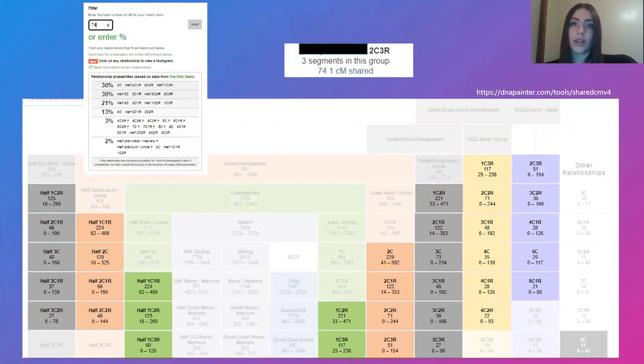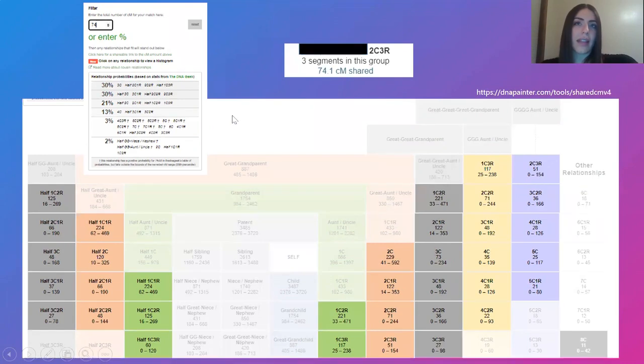As I said, I already knew our relationship because I found our common ancestor. But if I wouldn't have known that, then this website is really helpful to start figuring that out. So I put in here 74 centimorgans, and you can see here's the probability, and here's all of the different relationships that person could be to me based on the amount of DNA we share.